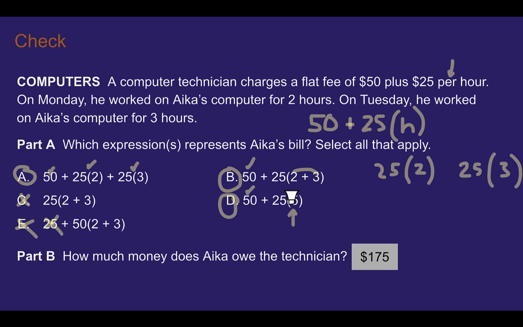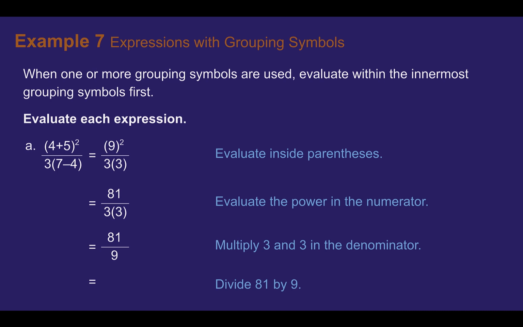The last one here is the easiest. Example 7, expressions with grouping symbols. When one or more grouping symbols are used, evaluate within the innermost grouping symbols first. Evaluate each expression. So part A, we're given a fairly complicated looking expression. The quantity 4 plus 5 to the second power, all divided by 3 times 7 minus 4.